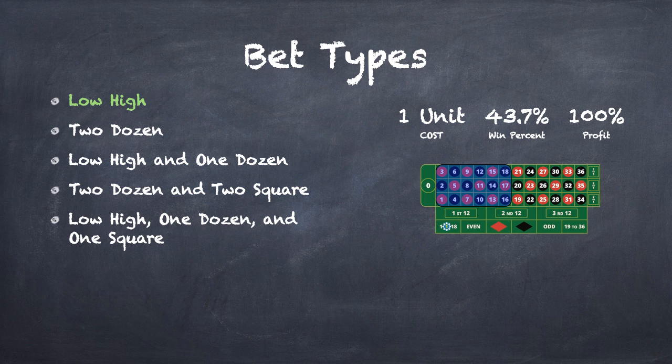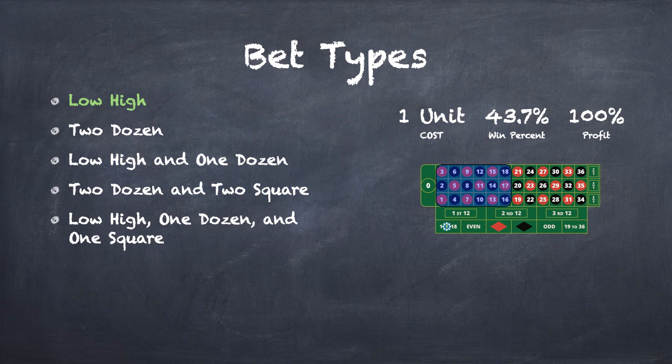So the first bet type is low-high. And so in the low-high, so before I dive into that, all of the statistics you're going to see here are all based on a US or American wheel with a 0 and a double 0.